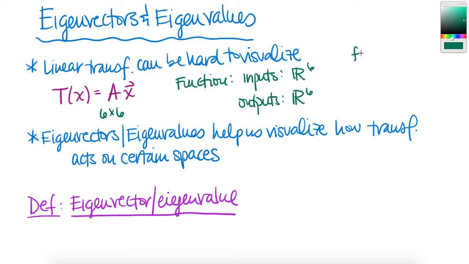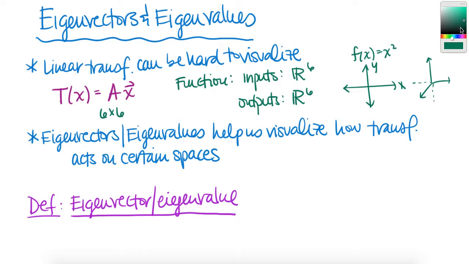When we think about just a regular function like f of x equals x squared, we can visualize that: real number x values, real number y values, as a plane. We can even visualize functions in 3 dimensions. But higher dimensions, we aren't that fancy. We can't really visualize that. So what eigenvectors and eigenvalues do is help us visualize how the transformation acts on certain spaces.